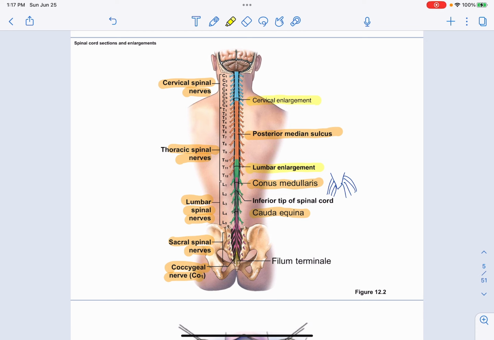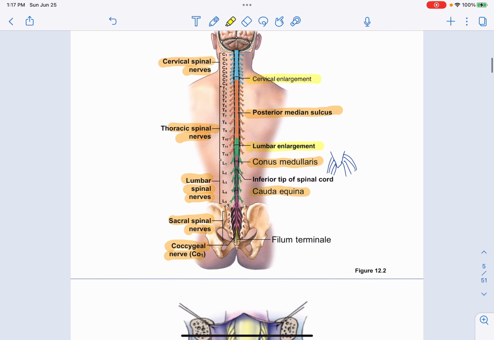The reason for this is because there are so many nerves going to our upper limbs, our arms, and our lower limbs, our legs, that we just need more real estate. We need more space for these connections to occur. So that's why you see these enlargements.